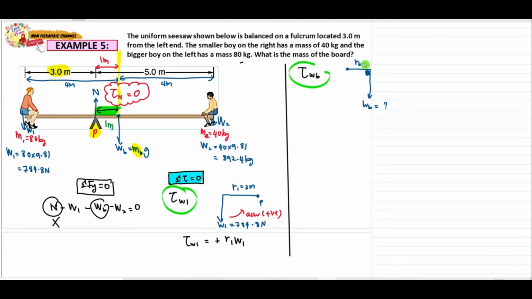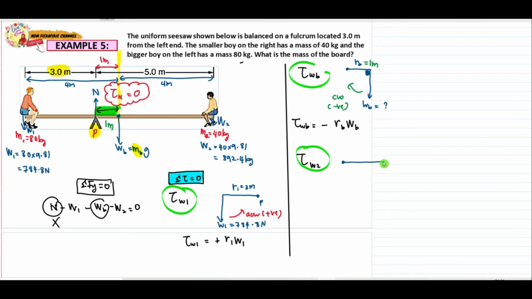So, saya letak RB is equal to 1 meter. Okay, so this is clockwise direction, should be negative. So, torque due to the weight of the beam should be negative. RB, WB sin 90 degree. Okay, saya biarkan saja. And then the last one, torque due to the weight of the second boy. Okay, saya bulatkan. Okay, sama juga clockwise.